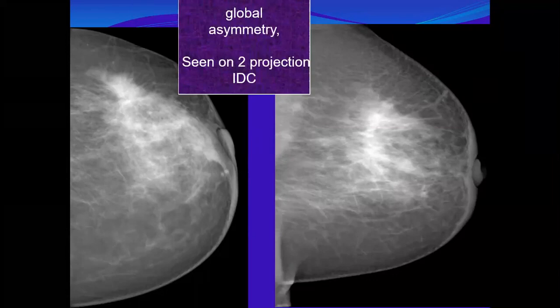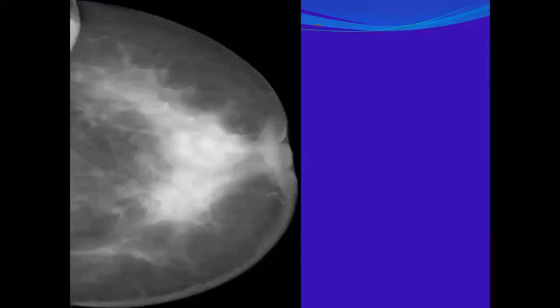Here I put it as global asymmetry, but it can be accepted as global asymmetry, it can be accepted as multifocal asymmetry, and the patient had invasive ductal carcinoma. Okay, these are associated features, and yes, it is BI-RADS 5. And what about this one?